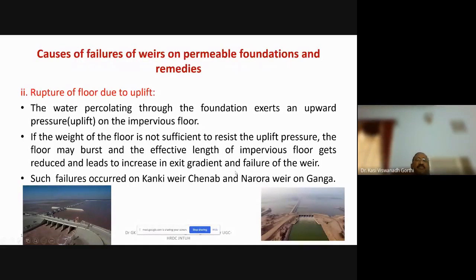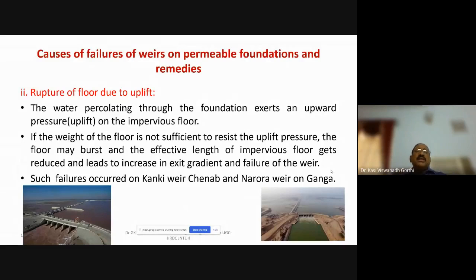The second type of failure for these weirs would be rupture of floor due to uplift. The water which is percolating through the foundation exerts an upward pressure. This is what we have seen in other structures also, maybe a gravity dam. We have seen the same type here also. The water on the upstream side will have a tendency to seep through the foundation and move to the downstream portion.